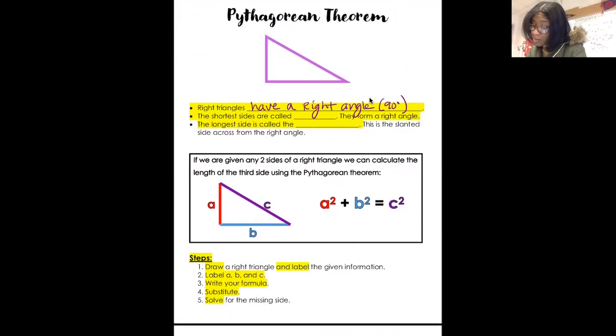In your diagram, I want you to label the 90-degree angle. Okay, the shortest sides are called legs. They form a right angle. So here's the right angle. These two sides here and here are called our legs.